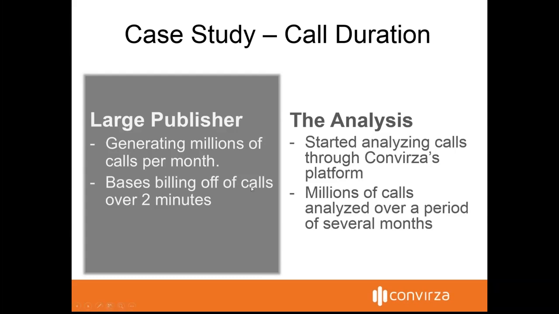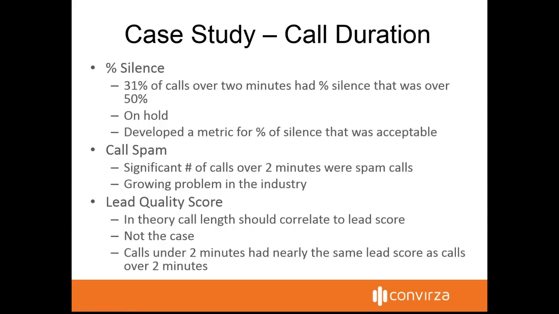And we learned a couple of things. First, we learned about percentage of silence. We learned that about 30% of their calls over 2 minutes had a percentage of silence that was over 50%, which meant in most cases the prospect, the caller, was on hold. So the call was over 2 minutes, and yet in many cases that 2 minute call was really about 40 seconds of actual talking.